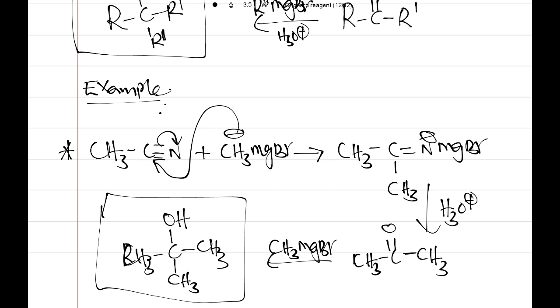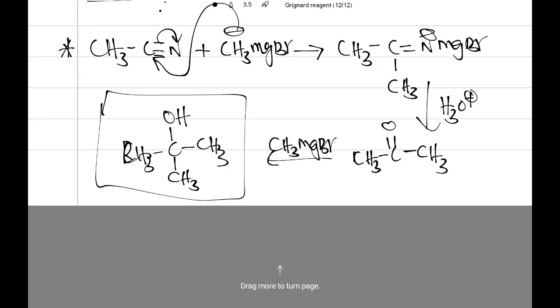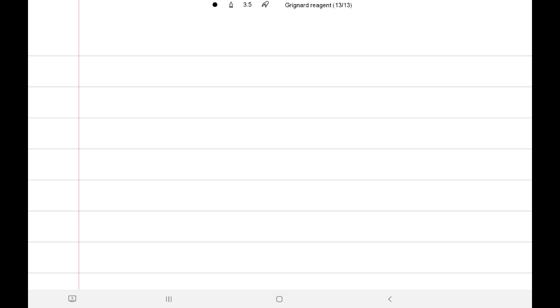Now we will discuss some previous year questions. These are some applications about this one. Now we will discuss some previous year questions here, which are very important from the objective point of view. The first one: how many moles of Grignard reagent are used in this conversion? Previous year questions I am discussing.